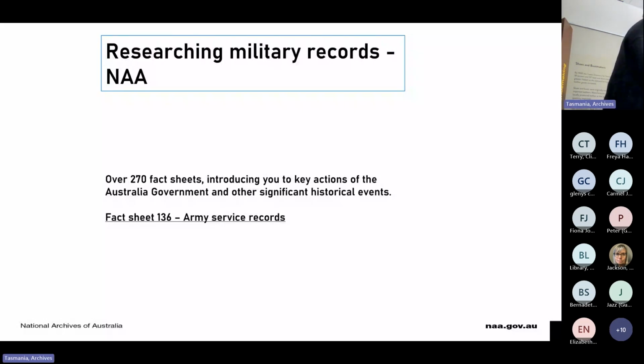These did used to be linked to our website, but they are tricky to find if you don't know where to look. So the best way of doing it is just to Google NAA fact sheets, and I think there's almost 200 there, looking at different events and different subjects across our whole collection. They are very good. Once again, we do use them as employees as well. It does help us understand a researcher's query and get a better understanding.